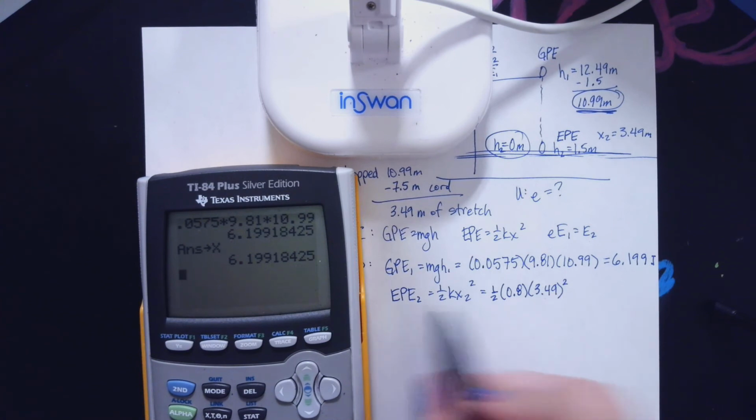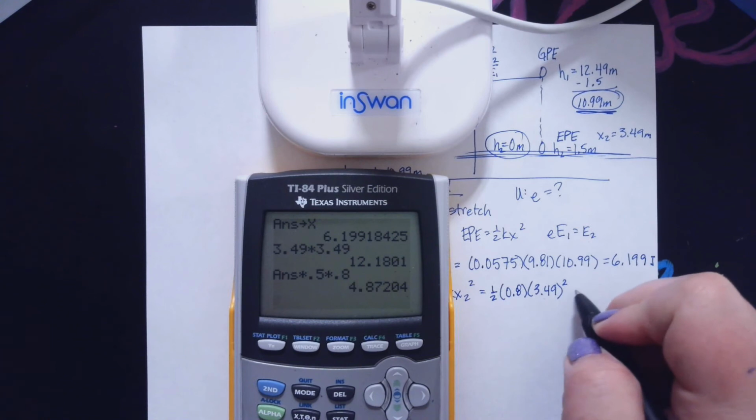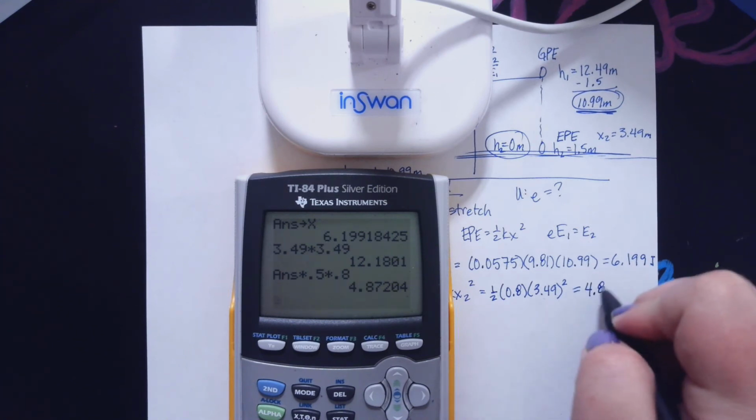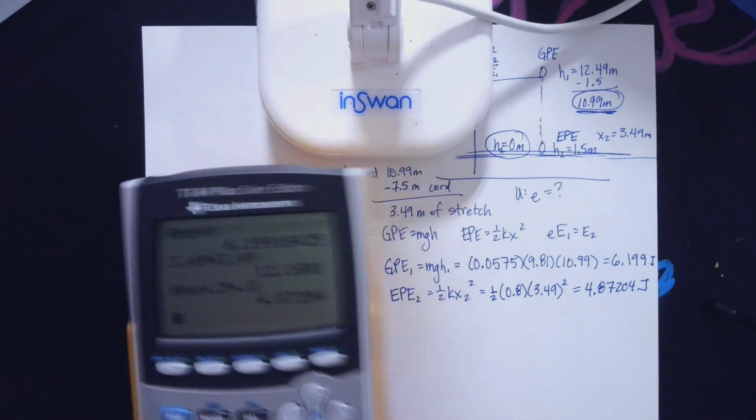Okay, so I'm solving for this. So let's see, 3.49 squared. Okay, 3.49 times 3.49. Great. Is 12, and then multiplied by 0.5, multiplied by 0.8. So I get that there is 4.87204 joules. Okay, so that's EPE2.